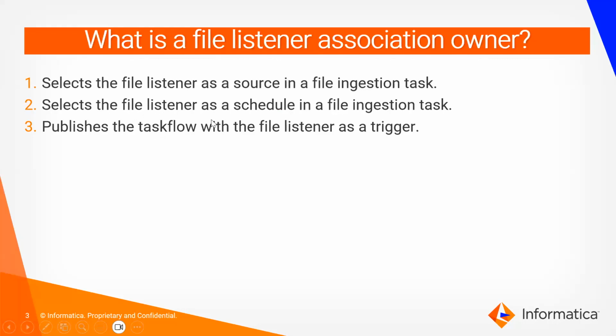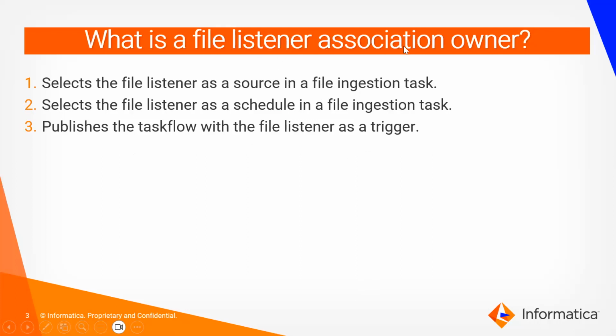Now, select the file listener as a schedule in a file ingestion task. If you select a file listener as a schedule in a file ingestion task, that owner will become the association owner. Next, in a task flow, when you create a task flow and publish it, the file listener is used as a trigger. That owner will also become the file listener association owner.